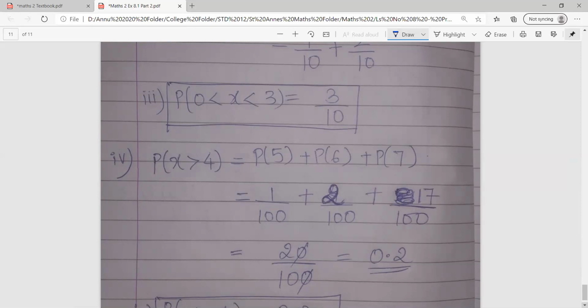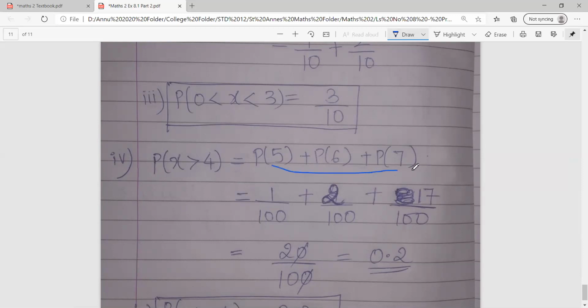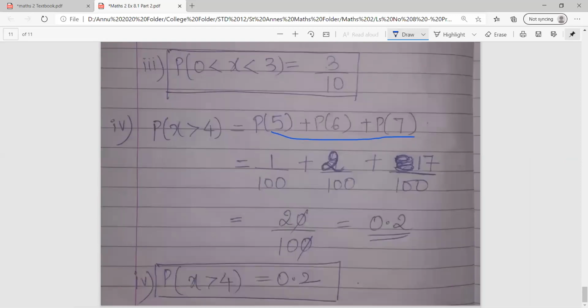Coming to the next one, probability of x greater than 4. So in the table, if you see, the values greater than 4 are 5, 6 and 7. अगर वो लोग बोलते greater equal to 4, तो we would have picked up 4 as well. But they have only told us greater than 4. That means we'll pick up 5, 6 and 7. So P of 5 plus P of 6 plus P of 7. So 1 upon 100 plus 2 upon 100 plus 17 upon 100. As the denominators are same, you can add the numerator. So you get 20 upon 100, which is 0.2. So the answer is 0.2 over here.